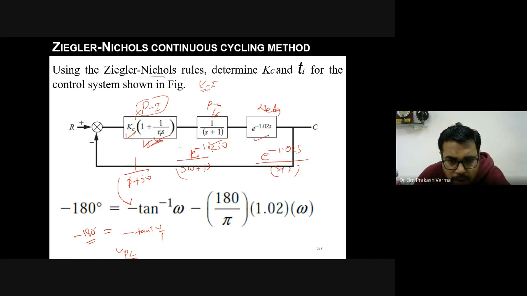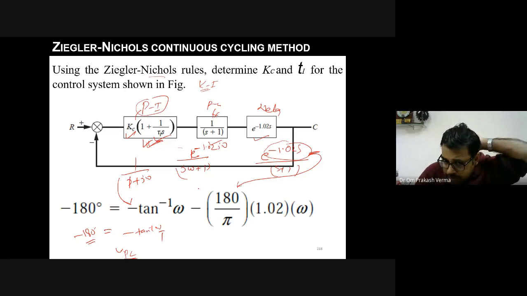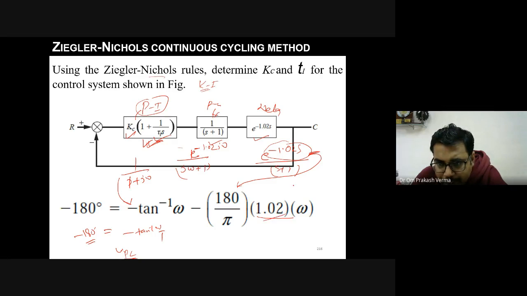और e to the power minus 1.02 s, इसको कैसे कैलकुलेट करेंगे? जिन लोगों ने पढ़ा है, पहले आप कन्वर्ट करेंगे रेडियन से डिग्री में, तो 180 by pi, ठीक है, और minus 1.02 into omega, s को j omega से replace करेंगे, so minus 1.02 omega into 180 by pi. Okay, by this value, you can see this is not a simple algebraic equation, this is a transcendental equation.